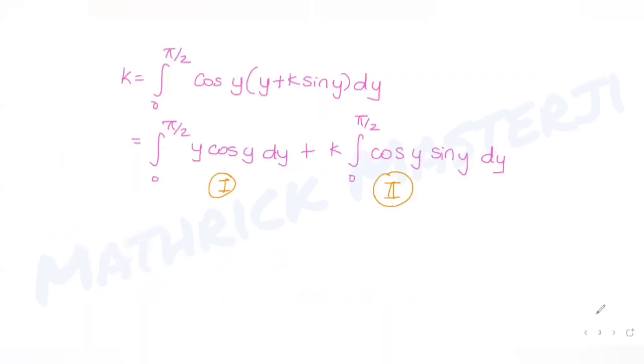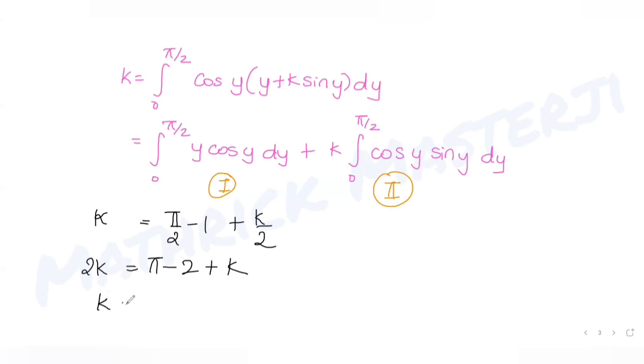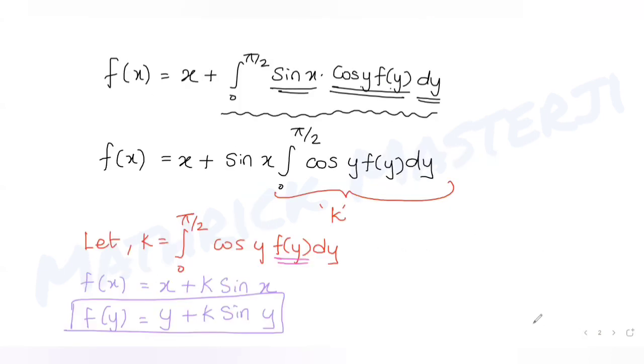Now once I have both of them, I'll put it here: pi over 2 minus 1 plus k over 2 is equal to k. Multiplying all of them by 2, I get 2k is pi minus 2 plus k. So k equals pi minus 2. So I get the value of the constant k, which is pi minus 2. Once I get that, the question is further asking me to find f of x.